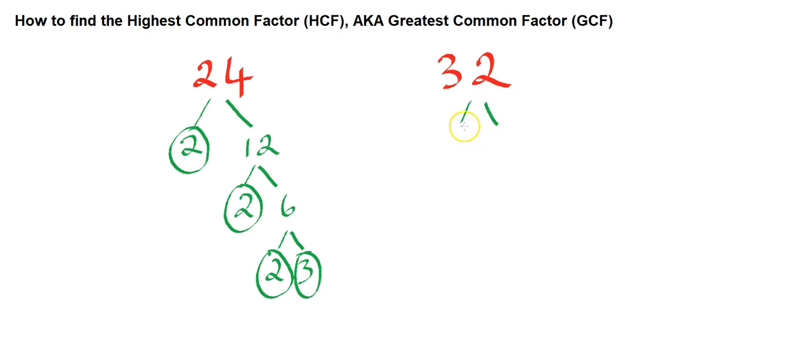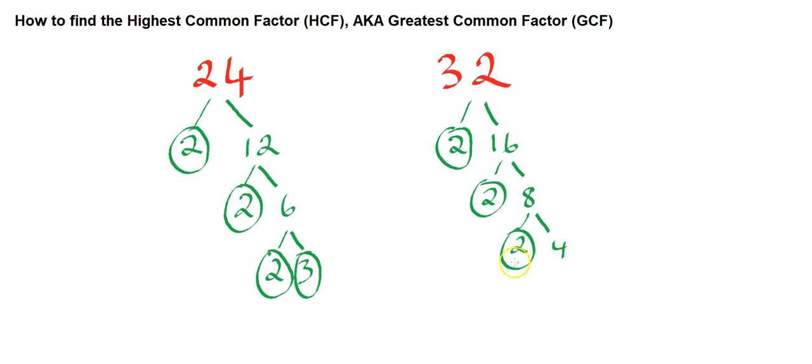Let's have a look at 32. Let's do the same approach because it's nice and easy. We don't have to think too hard. It's an even number, so 2 times 16. So 2 is a prime number, 16 is not. 2 times 8 gives us 16, so 2 is a prime number, 8 is not. 2 times 4, so 2 is a prime number, 4 is not. 4 is a 2 and a 2.